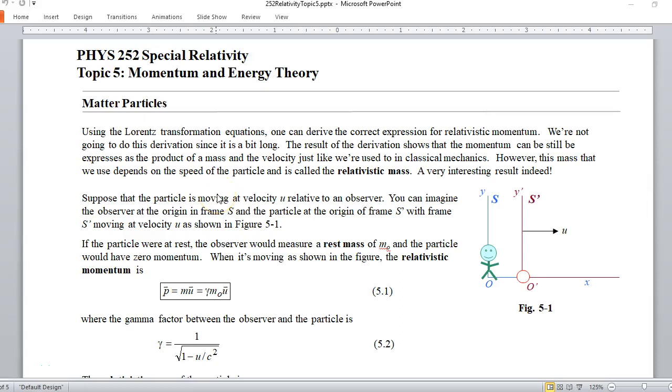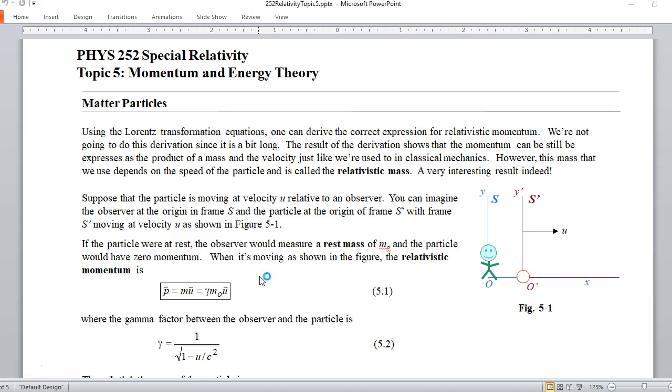Hey guys, okay, so here's topic 5, momentum and energy theory. In this section, there's a lot of algebra that I'm not going to go over. Some of it is done, some of it's partially done in this presentation. So if you want to go through the algebra, you're welcome to. But I've tried to put the main equations in outline boxes, like you see right here in 5.1.